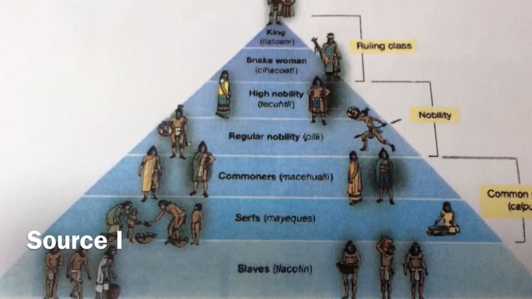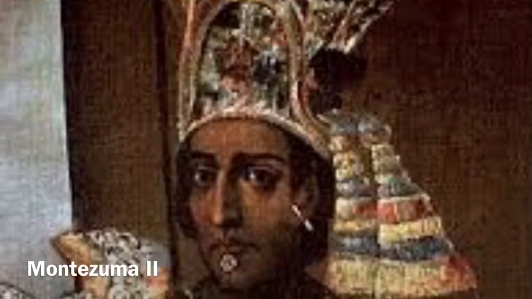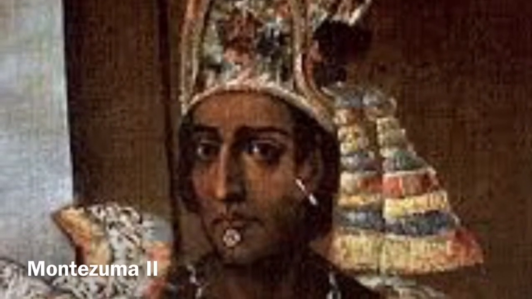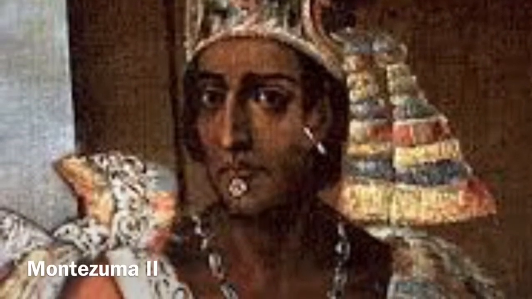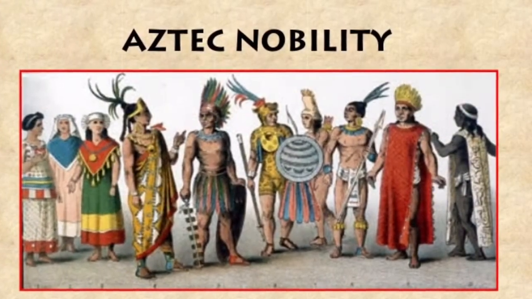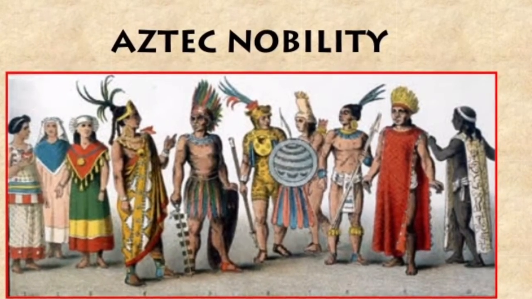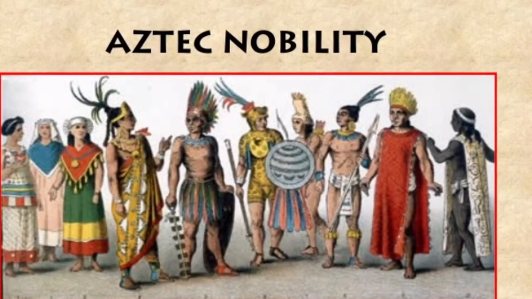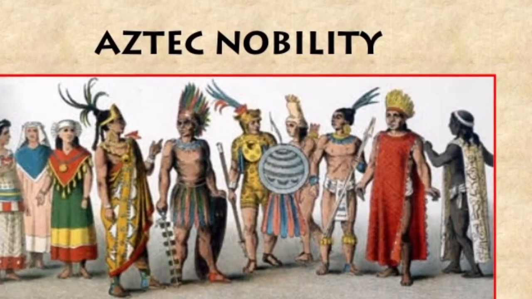Source I shows the 7 social classes. The almighty ruler was the emperor. When the Spanish arrived, this was Montezuma II, who was regarded as a god. Next was a snake woman. These were the ruling classes. Then there were the nobility classes of high nobility and regular nobility. High-level priests, judges, heads of government, military leaders, and landowners were all regarded as nobles. This status was passed down from parents to children.